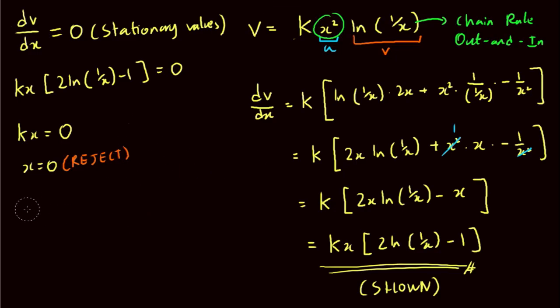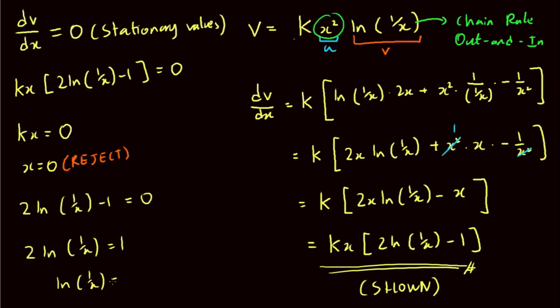So of course there is no solution, so therefore we take 2 ln 1 over x minus 1 equals to 0. Okay, so we have 2 ln 1 over x equals to 1, then ln 1 over x is equal to half. Okay, so 1 over x is equal to e to the power of half. Okay, and x is equal to 1 over e to the power of half. In other words, e to the power of half can be translated as square root of e.